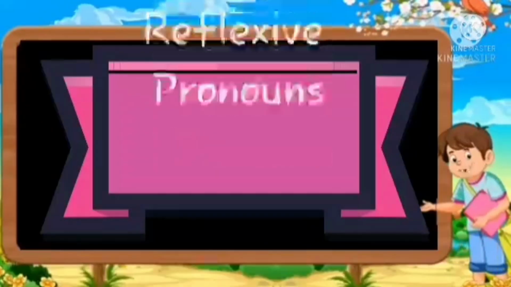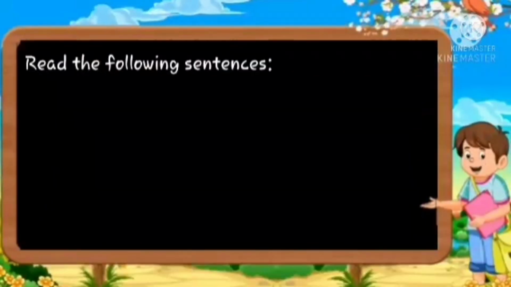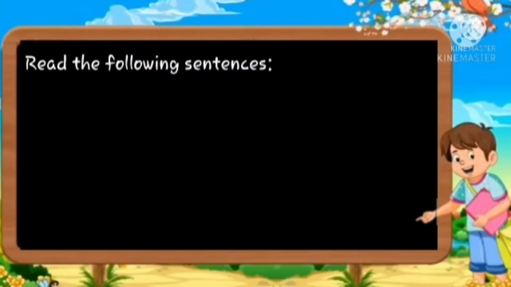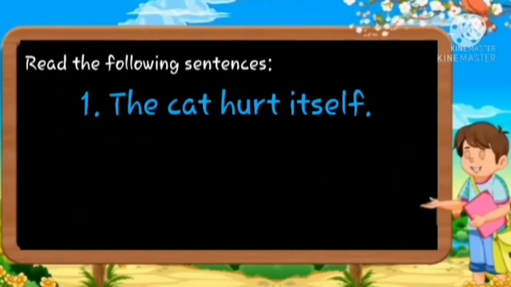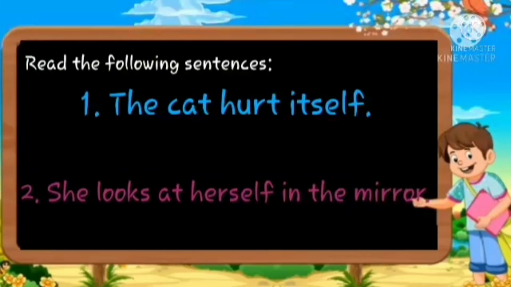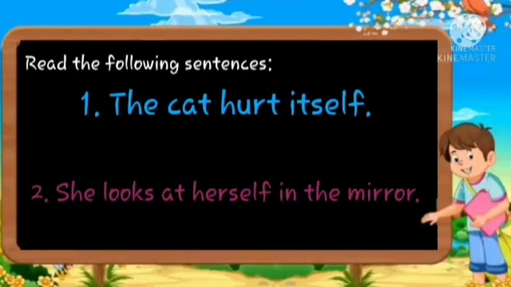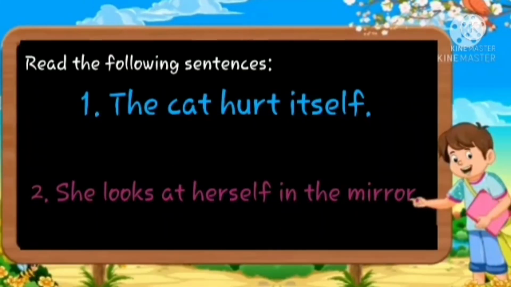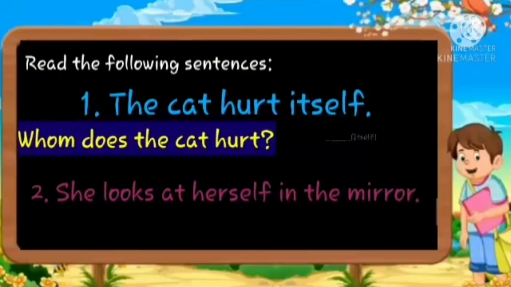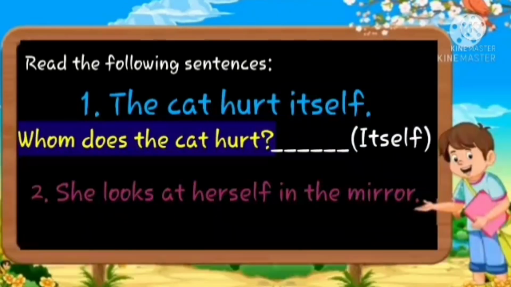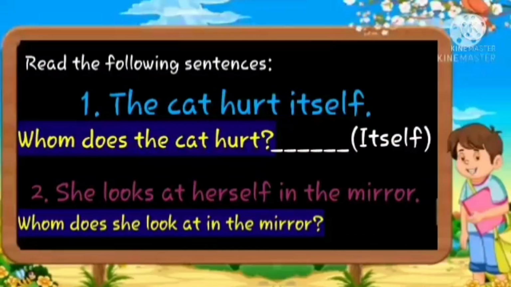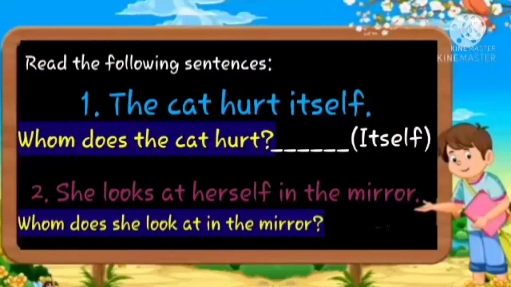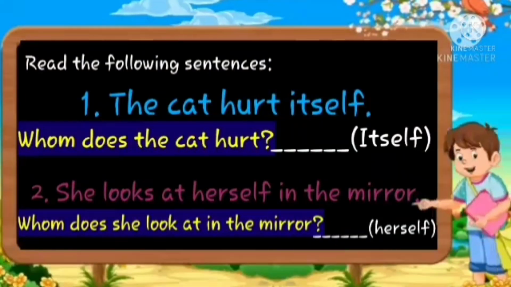Now moving on to the next type of pronoun, that is reflexive pronouns. Read the following sentences. The cat hurt itself. She looks at herself in the mirror. Whom does the cat hurt? Itself. It hurt itself. Whom does she look at in the mirror? Who is she looking at? Herself. She is looking at herself.